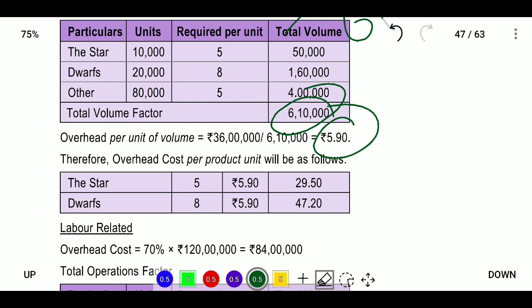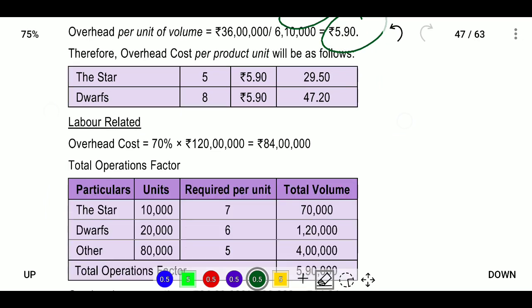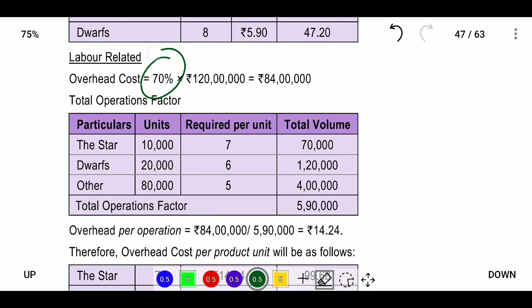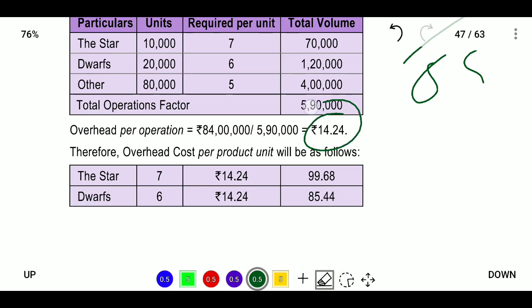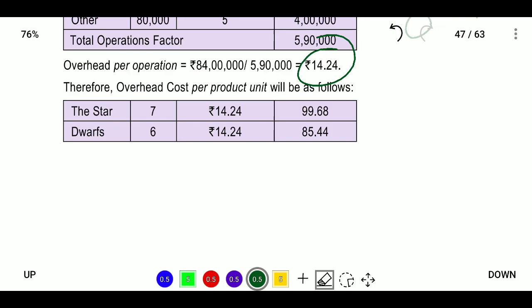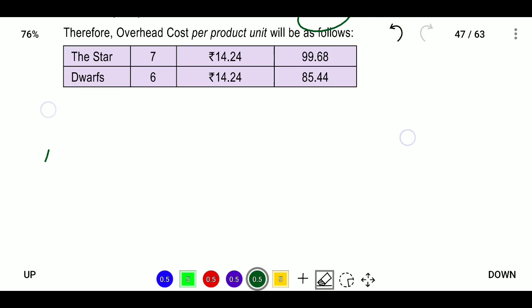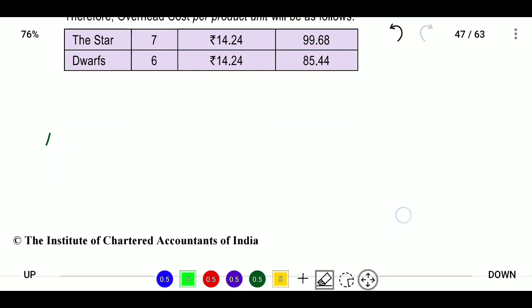5.8, 5.9, 29.5 and 47.2. So this will be used for contribution calculations. Next, labor cost, the same 70% will be calculated, and 84 lakhs divided by the total value, 5,90,000. We will get the cost per unit, and for this cost per unit, stars and drafts will be allocated.